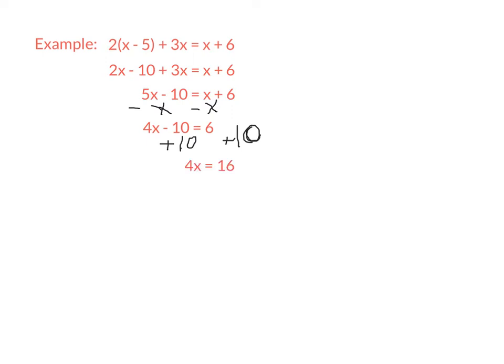So lastly, what we will do is take our 4x is equal to 16, divide both sides by 4. Whatever I do on one side, I must do on the other. So the final solution of our problem is that x is equal to 4. And as I said, again, you can go back and check your answer with the original equation and see that it does check.